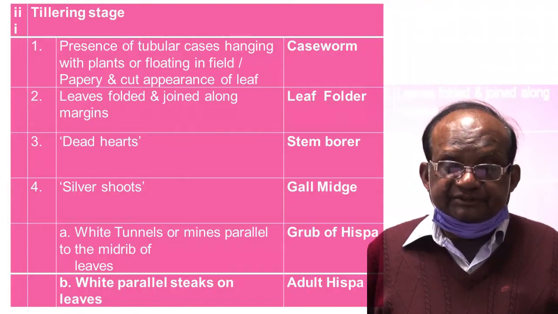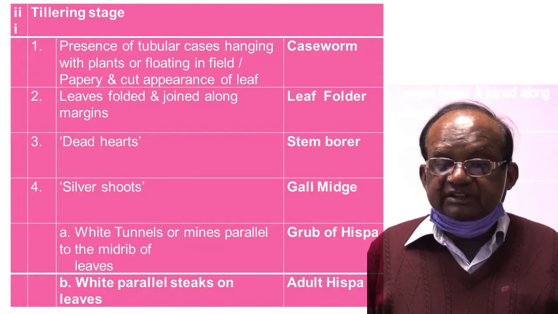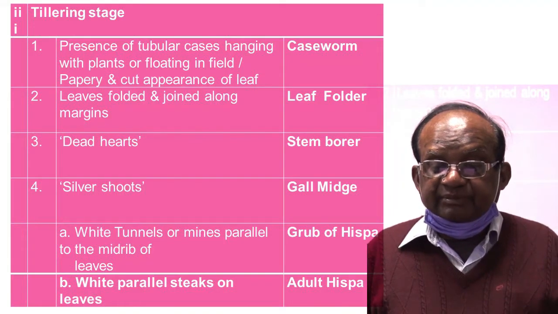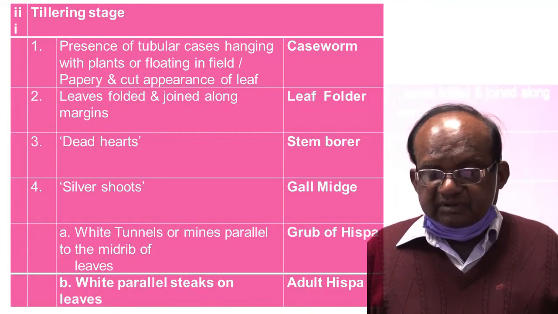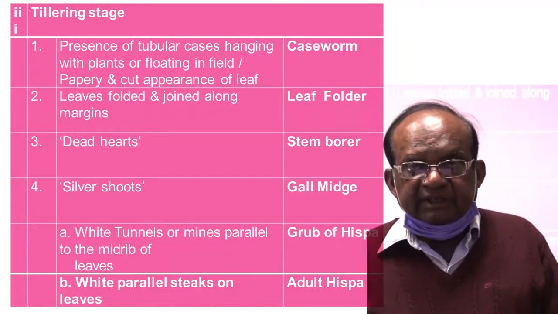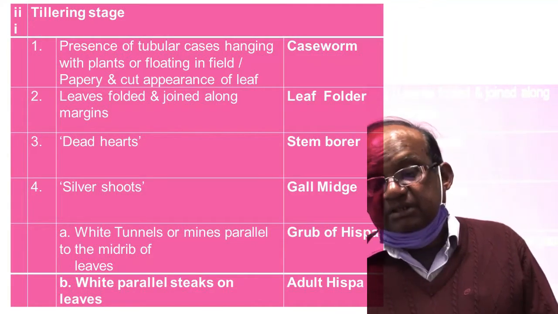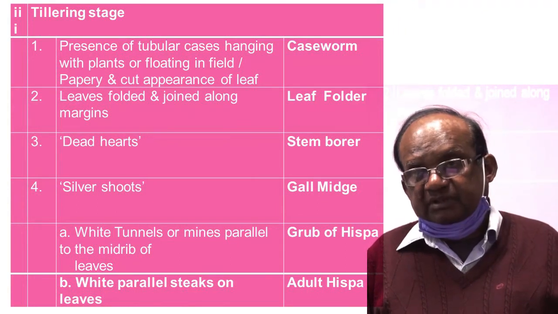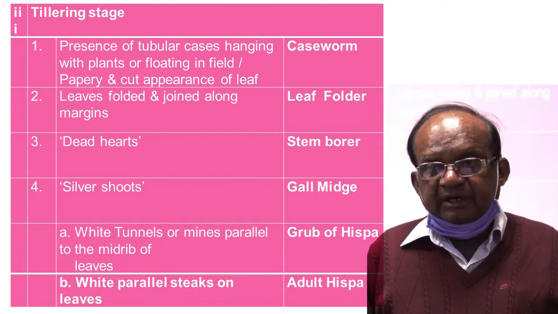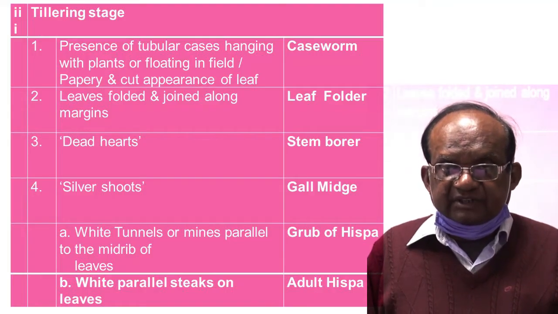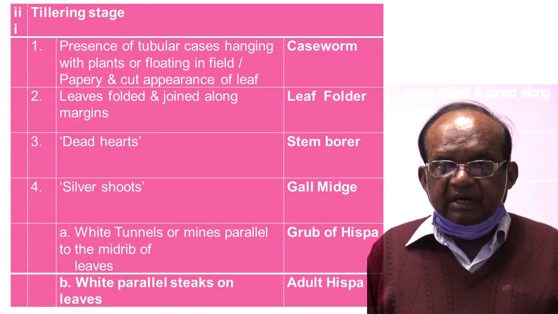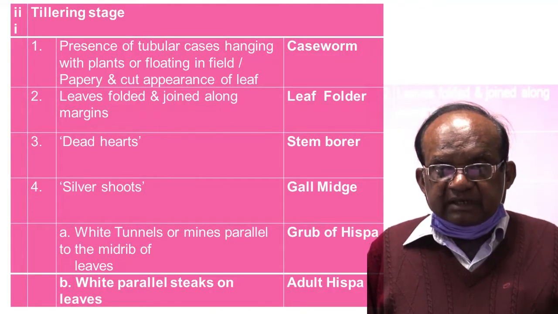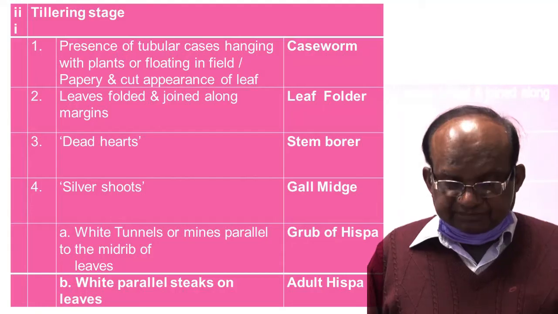Then in the tillering stage, presence of tubular cases hanging on the plants or floating in the field, or a papery and cut appearance of the leaf. Case worm, Nymphula depunctalis, is an insect pest which causes damage to the rice leaf in transplanted rice condition. Rice case worm is not a problem of upland rice, where water stagnation in the field is not present.